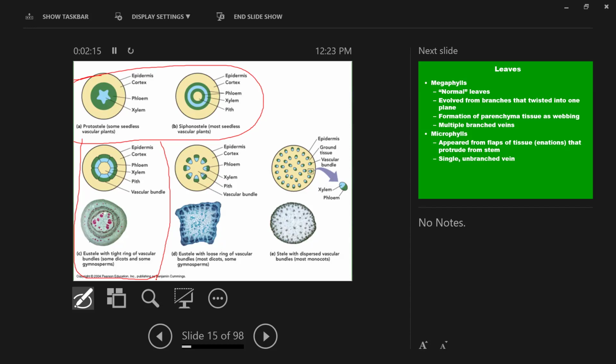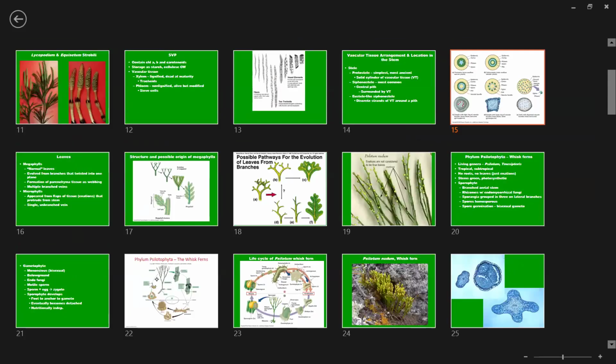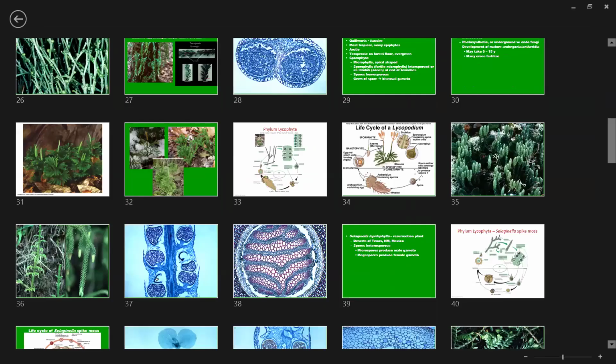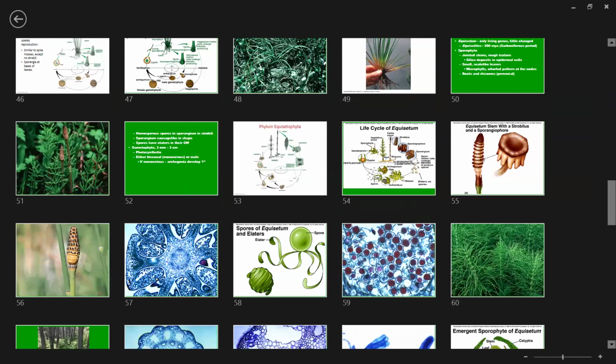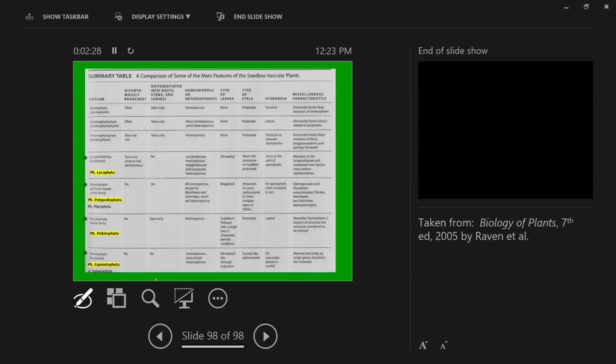Some do, some don't. And so we say there's vascular tissue, but that does not necessarily mean they all have roots. So if you go back to, I think in here, differentiated root and stem. So with the whisk ferns, they can have underground stems, rhizomes, but they don't seem to have true roots. But the other groups do.